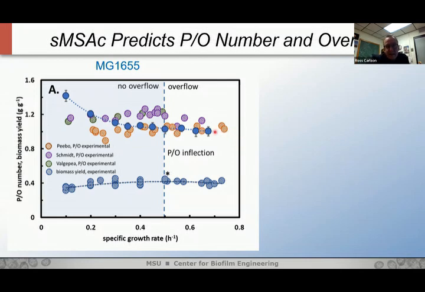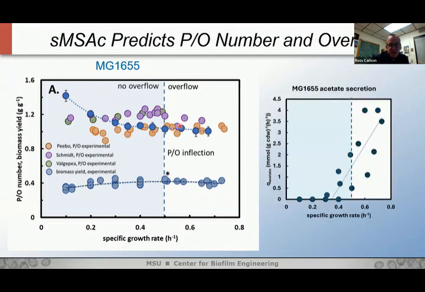If we look at a fit of the predicted PO number as a function of growth rate, there's actually an inflection point. And that inflection point corresponds with the initiation of overflow in our predictions and the initiation of overflow metabolism experimentally. So by looking at the PO number and the inflection of the PO number as a function of growth rate, we can quantitatively predict when overflow metabolism starts.